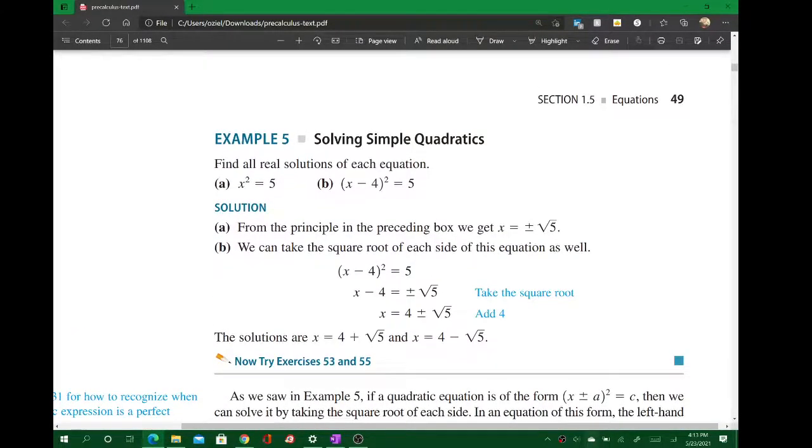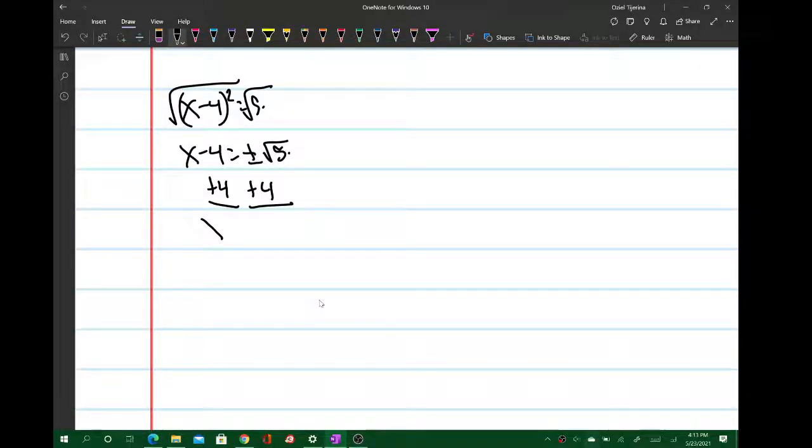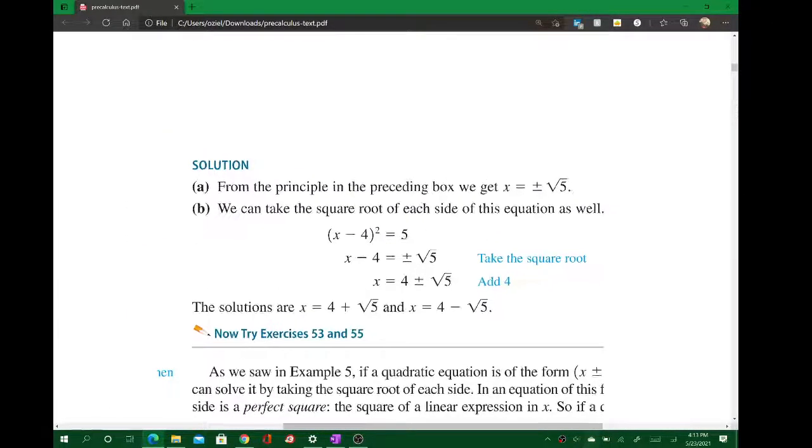And similarly, when you have something like x minus 4 quantity squared equals 5, you would have x minus 4 equals plus or minus square root 5. So therefore, you would add 4 on both sides and get x equals 4 plus or minus square root 5. So your answers are x equals 4 plus square root 5 and x equals 4 minus square root 5. That's just how it is, right? So you see right here.